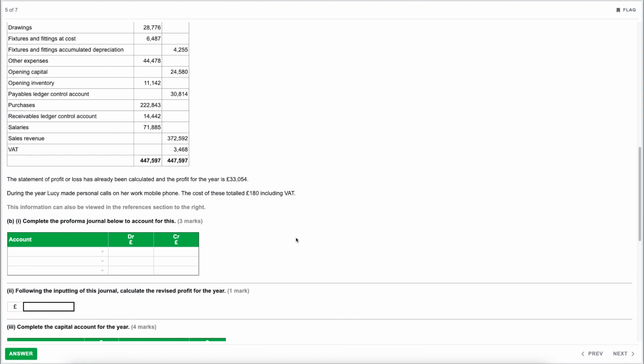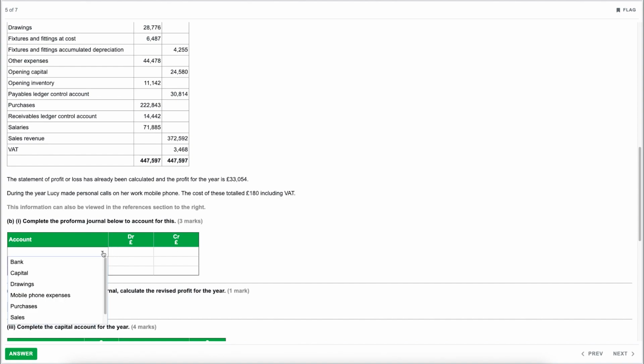So think about which accounts this will affect. It's going to affect VAT, and it's going to affect the mobile. So I'm expecting to see some sort of mobile expense on there. And then the last one, in terms of where this would go, because she's been taking it from the business for personal use, it would actually come from drawings. So the three accounts I would expect to see here as options would be drawings, VAT, and some sort of mobile phone expense that we can adjust for.